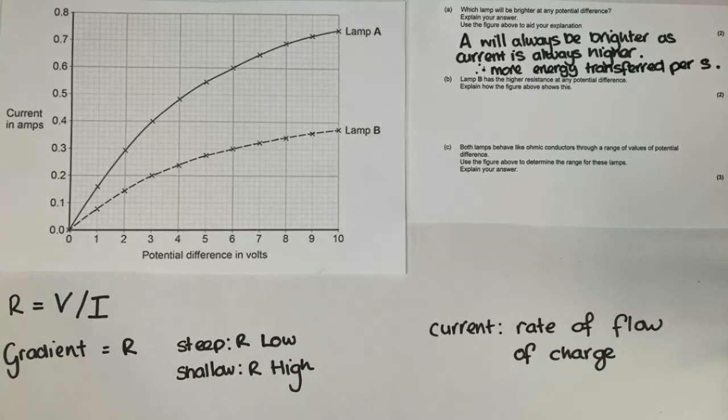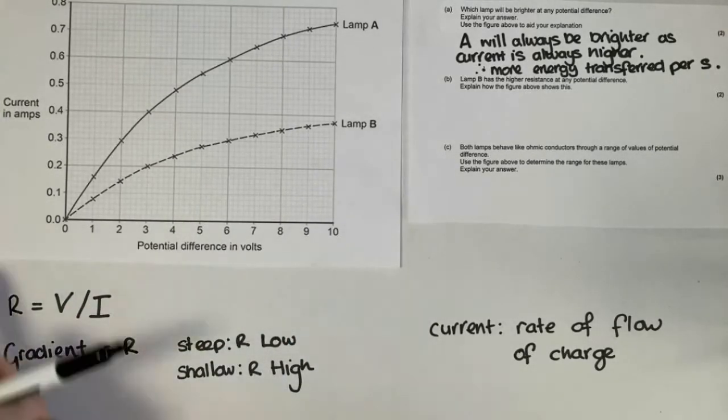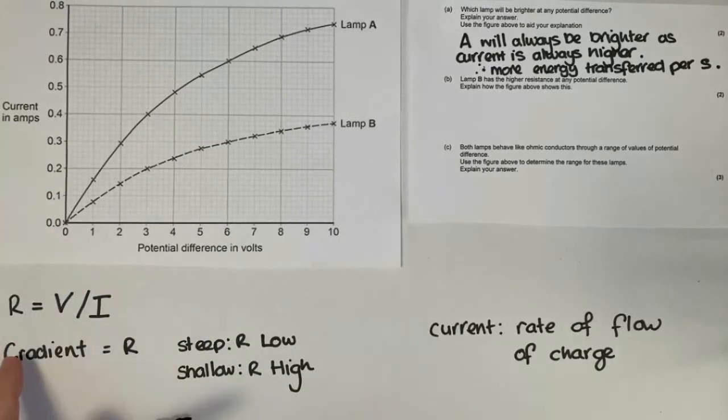Okay, now part B, so the question is that lamp B has the higher resistance at any potential difference. Explain how the figure shows us this. So what we need to be thinking about here is this information relating to resistance is equal to voltage divided by current, and if the gradient is steep, then the resistance is low, and if the gradient is shallow, then the resistance is high.